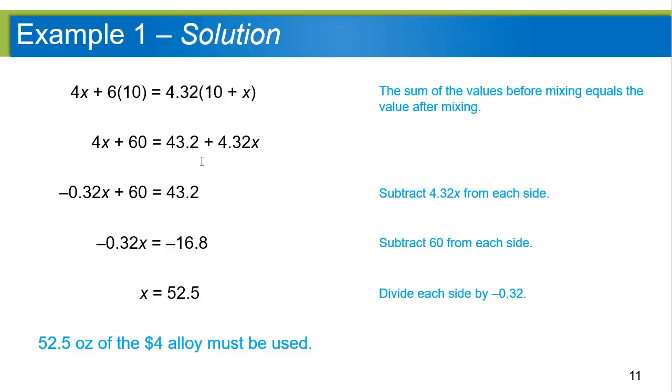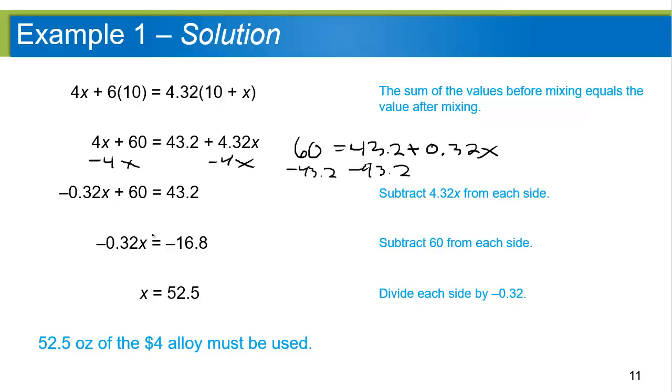Again, I would move my 4 over here instead of doing what the book does. And I would have 60 equals 43.2 plus 0.32x, right? Because if I subtract 4x from both sides, 4.32 minus 4 leaves me with 0.32. Now, subtract the 43.2 from both sides, and you get 16.8 equals 0.32x.